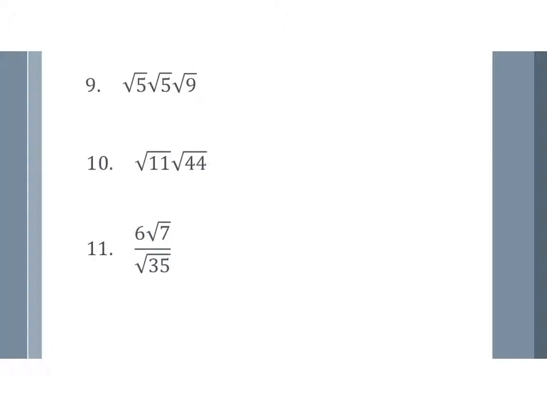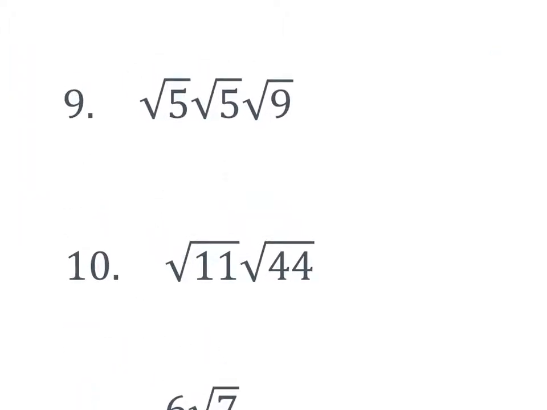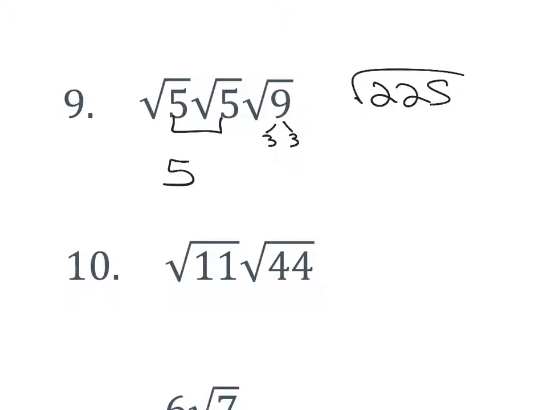Number 9. Now, again, I don't want to have to do 5 times 5 and then times 9 and get 225 and then square root it. Now, some of you are going to realize that that's a perfect square. However, it's a lot easier to just say, oh, I got a pair of 5s. So a 5 comes out. And then here, you can either break this down into 3 and 3, or realize that 9's a perfect square. You square root it, and then 3 times 5 is 15. The square root of 225 is 15.